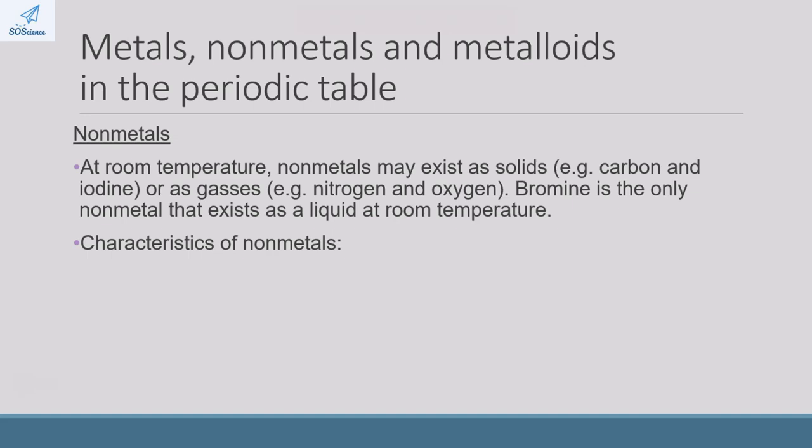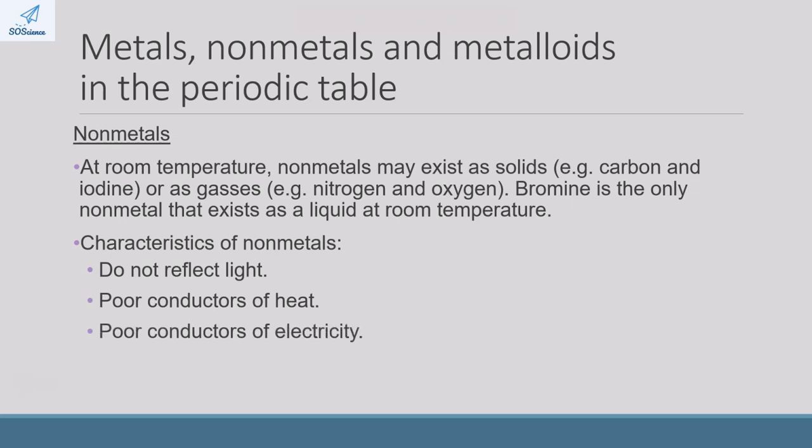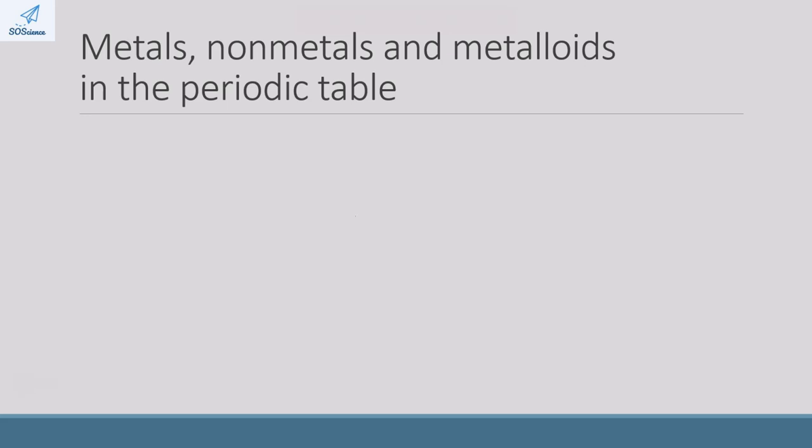Let's talk about the general characteristics of nonmetals. Nonmetals do not reflect light. They are poor conductors of heat, poor conductors of electricity. They have low melting points, and they are brittle.